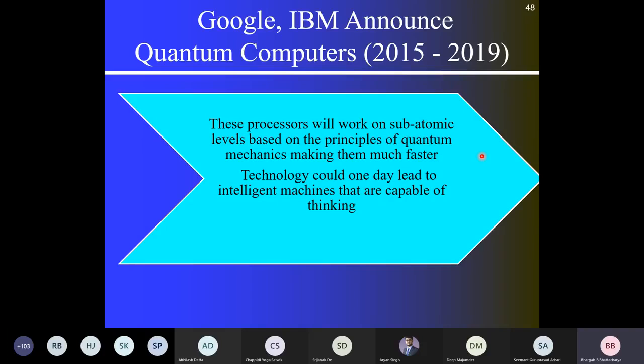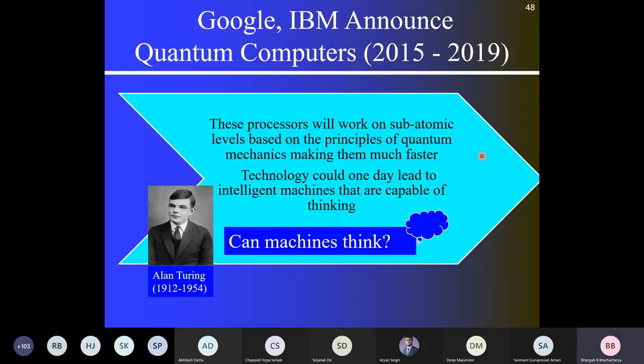And Google and IBM also announced quantum computers, 2015 to 2019. As you can see, these processors will work on the subatomic level. They are based on a very different kind of paradigm, different kinds of algorithms and almost different technology. So one day in your lifetime, obviously you would see this kind of quantum machine. And you would be able to answer this fundamental question which Alan Turing asked long ago: can machines think?